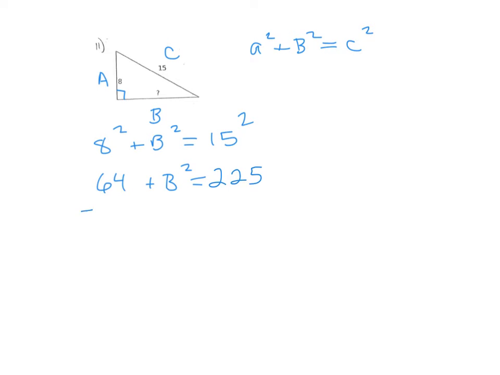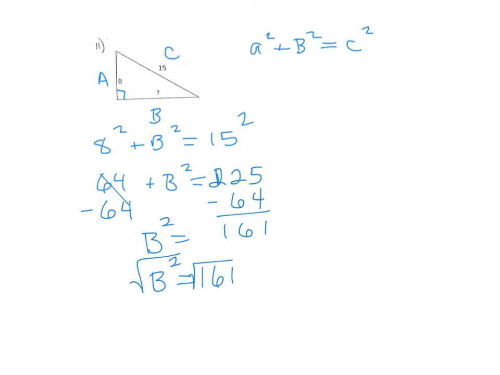I'm going to subtract 64 from both sides. So that gives me B squared is equal to, 225 minus 64 is going to be 161. So B squared equals 161. Then I have to take the square root of both sides. The square root of 161 is 12.69. B is approximately 12.69. That's how you do 11.